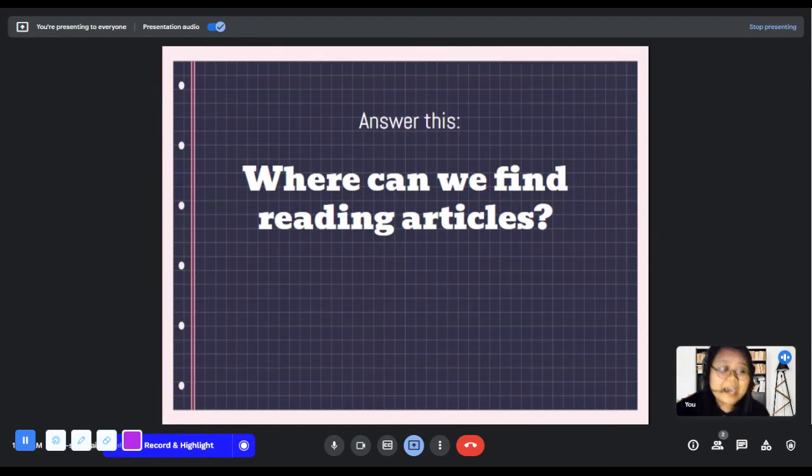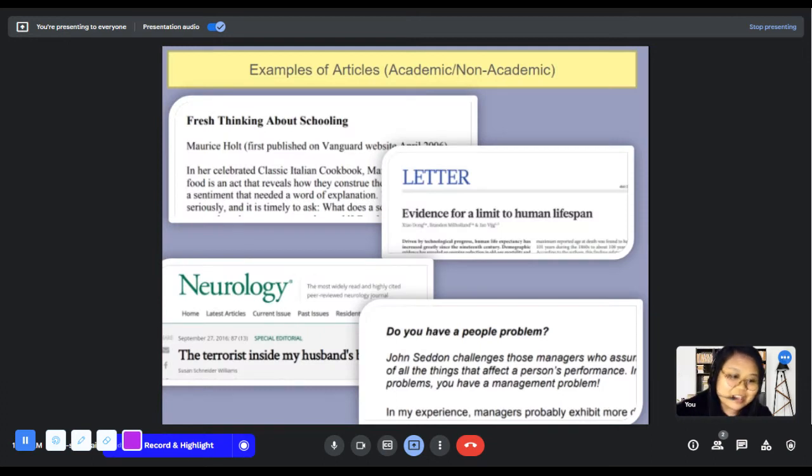Where can we find reading articles? You can comment down your answers, but I'll repeat it now to you. We have the library, newspapers, magazines, scholarly journals, and of course, our online resources. And this is how it looks like.